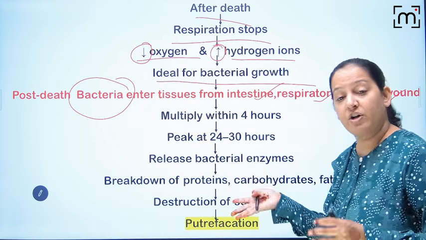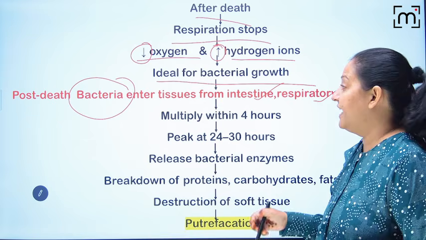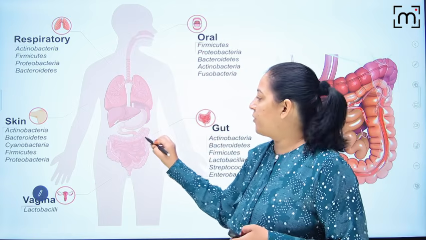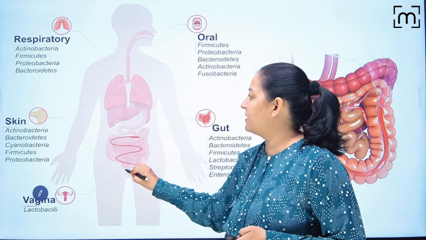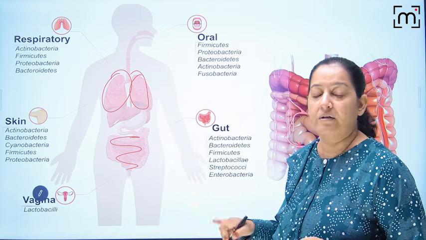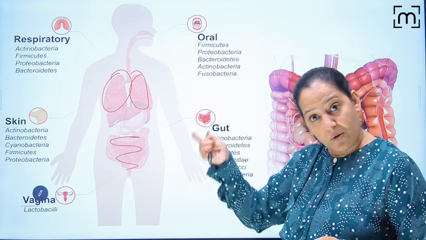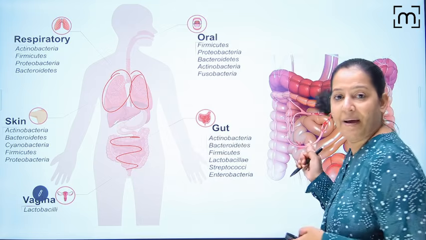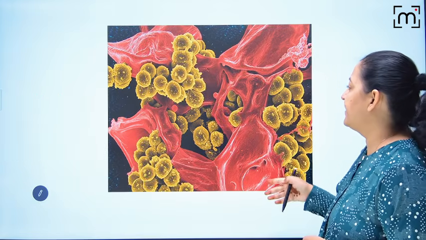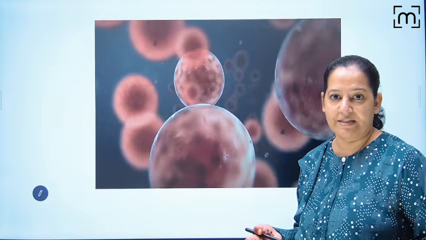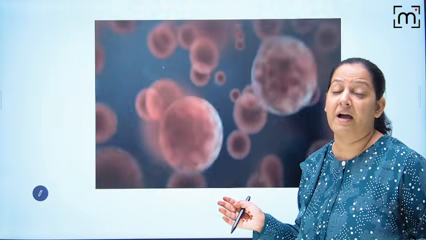The bacteria already present in the dead body multiply within 4 hours. You can see, these are the bacteria already present in the intestine, the respiratory tract, or the wound. They will multiply because oxygen is less and hydrogen ions are more. Mainly it is intestinal bacteria. You can see they multiply like this. They keep on multiplying at a very high rate via binary fission.